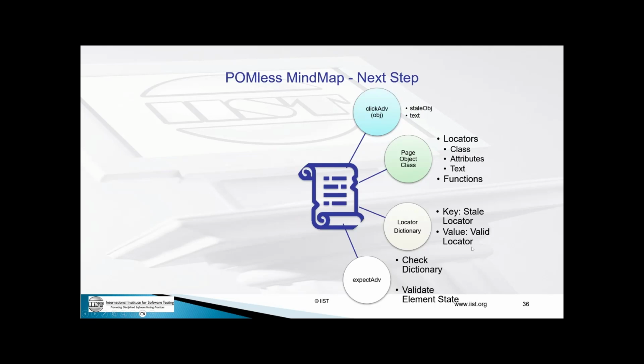So this is the next level that I do over here: I create a locator dictionary. If I am replacing a locator, if we find a stale locator, we'll put the stale locator as the key into a dictionary and the valid locator in as the correct one to use, if we found it over there. And since this is a public dictionary, we can go to the expect advance and say, hey, can you go and check that dictionary, see if the thing that you just passed me has already been resolved? Let's go click on the one that's correct, not the one that's stale.